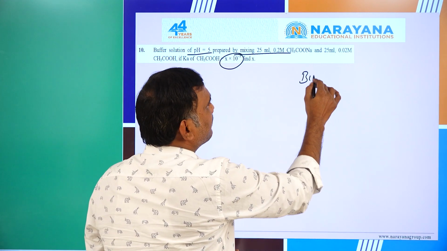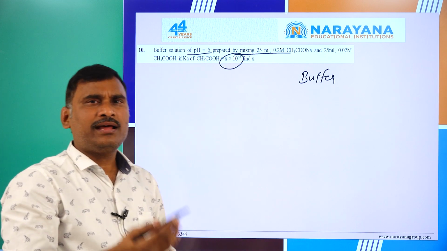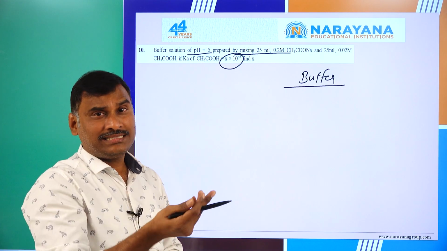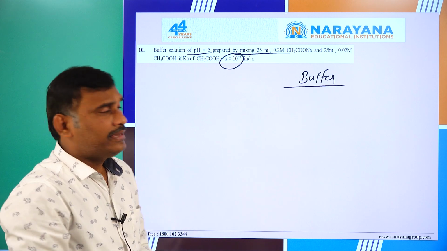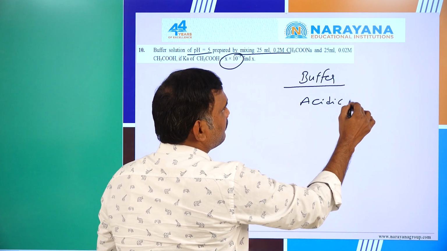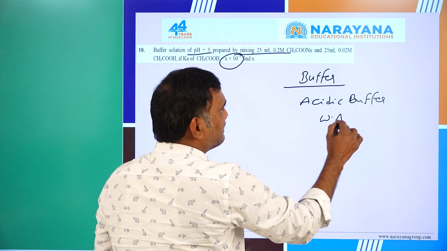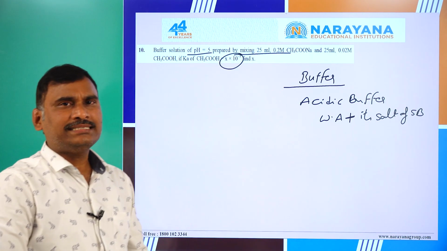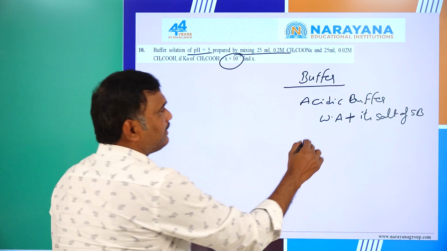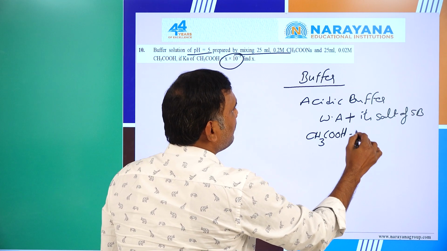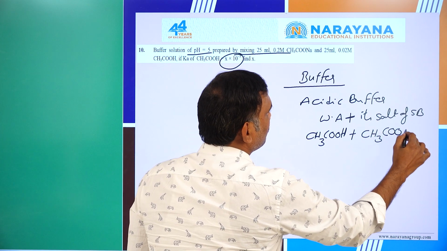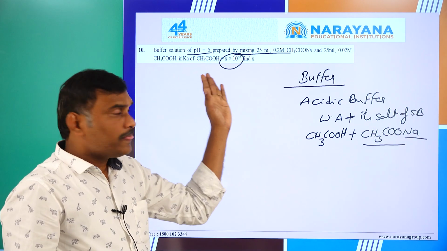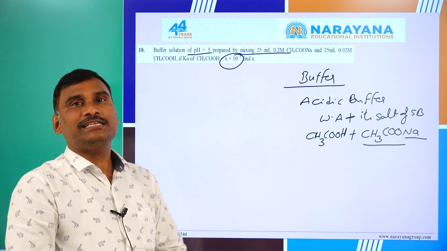Already you know, students, what a buffer is. There are simple buffers: acidic buffer and basic buffer. The solution which resists the change in pH even on addition of either acid or base is called a buffer solution. Here we are discussing acidic buffer solution. Acidic buffer means a weak acid and its salt with a strong base. Acetic acid is a weak acid and sodium acetate is the salt of sodium hydroxide and acetic acid. Therefore, the given acetic acid and sodium acetate solution is an acidic buffer.